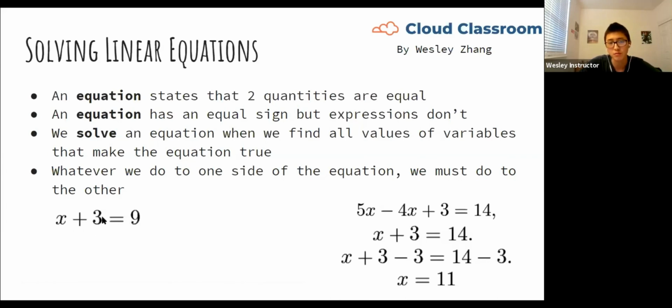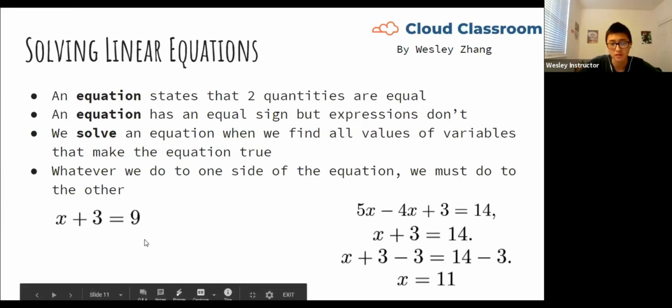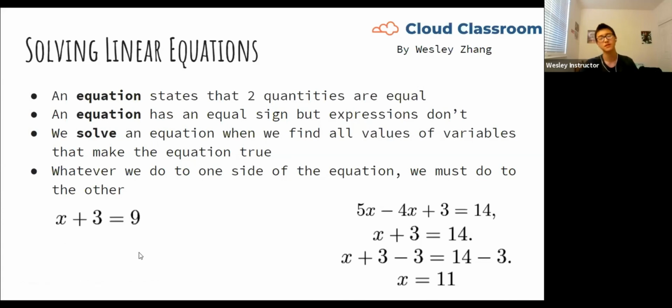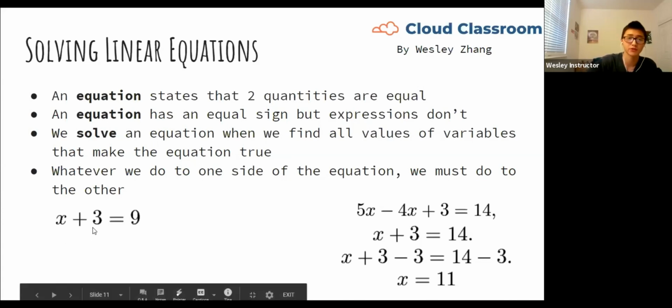So x plus 3 minus 3, that just becomes x. And 9 minus 3, that becomes 6. So we're left with x equals 6. And that's our answer, x equals 6. And that's true because 6 plus 3 equals 9.